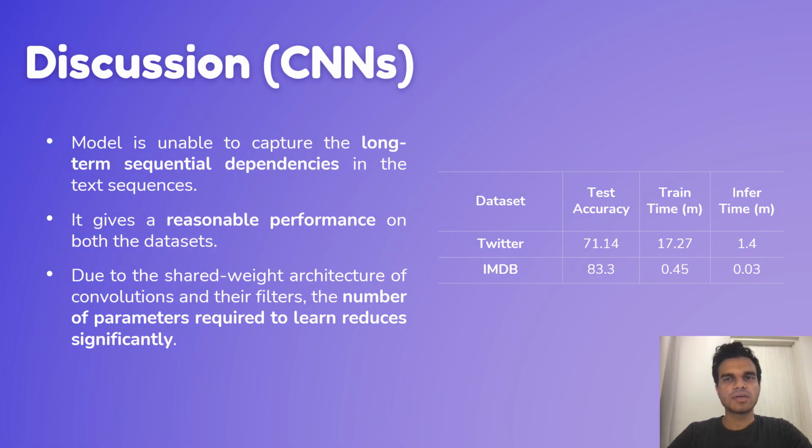The CNN model gives worse performance than all the other models since it is unable to capture the long-term sequential dependencies in the text sequences. However, it is noteworthy that the model gives a reasonable performance on both the datasets and it takes around 15 minutes to train on the Twitter dataset. As visible from the results, a big advantage of CNN-based NLP models is that their training and inference times are very low. Due to the shared weight architecture of convolutions and their filters, the number of parameters required to learn significantly reduces.